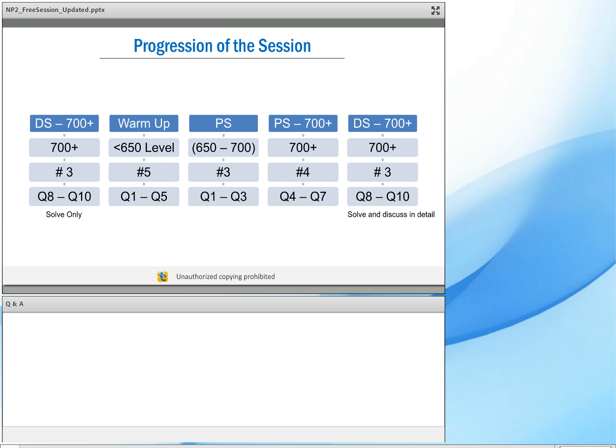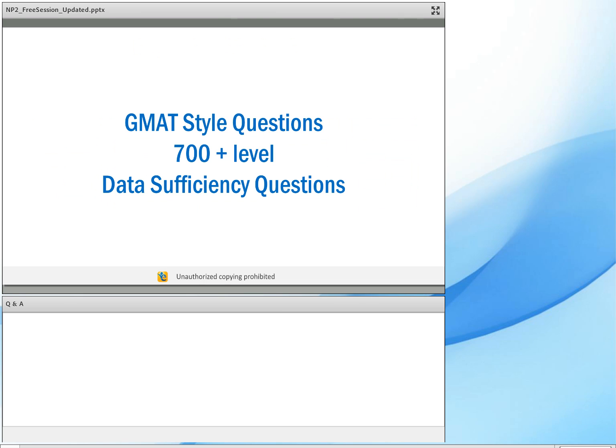But right now, we're going to learn number properties, and we're going to see how we can ace this one particular concept on divisibility and remainders. So with that, let's solve these questions.